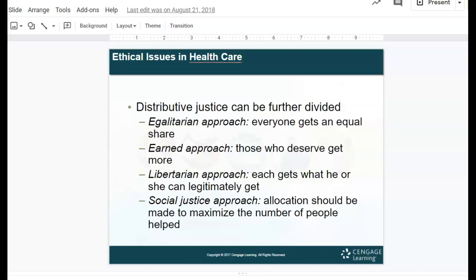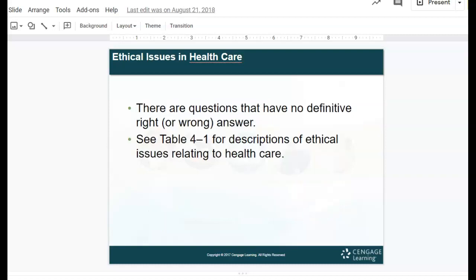If you think about this with regard to COVID, think about which one of the categories we as a society fell into when it came to distributive justice for PPE for medical professionals in healthcare. Think about that. There are some questions that have no definitive right or wrong answer. These are ethical issues. It really just depends on your personal values, your belief system, how you feel about certain things. There's a table in your textbook. I don't know the page number and I apologize for that, but this describes ethical issues relating to healthcare. There are some really interesting things on here that I don't think people realize are actually considered ethical issues. I encourage you to take some time to look at table 4-1 in your textbook.